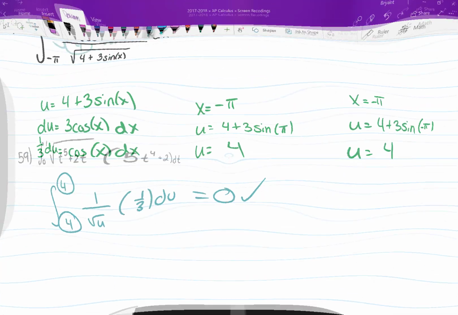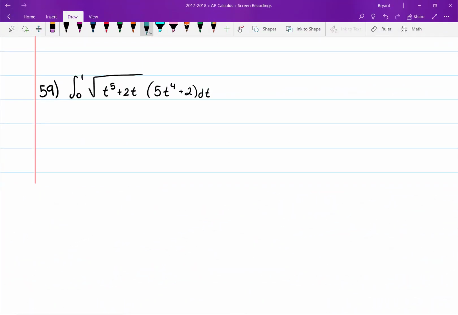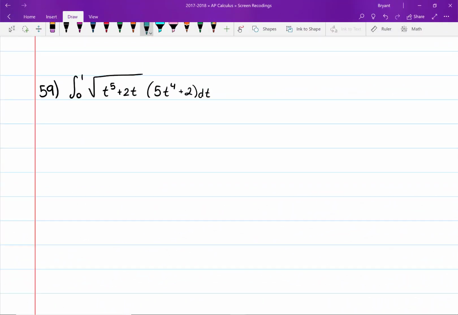All right, very last problem. This time we're going to find the integral from 0 to 1 of the square root of t to the 5th plus 2t times 5t to the 4th plus 2 dt. So let's start with our u sub. We're going to get u is equal to t to the 5th plus 2t. Notice that when I take the derivative, I'm going to get what's right there. It's very nice. That's usually how you know you're doing something right.